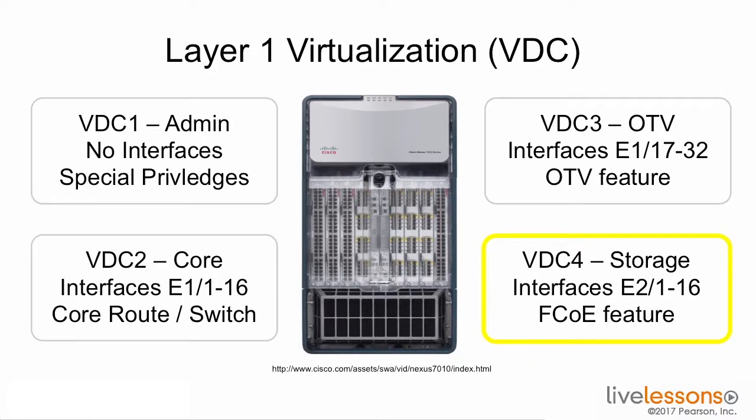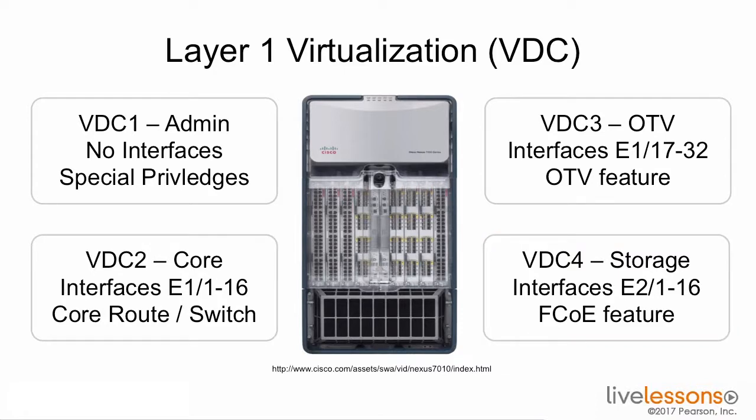In VDC 4, we've created a specialized storage VDC, and this allows us to support Fibre Channel over Ethernet inside of the Nexus 7000. This takes a specialized VDC with specialized interfaces, for example, from an F-Series card that can run the FCoE feature set.